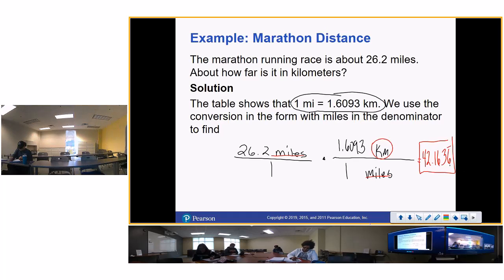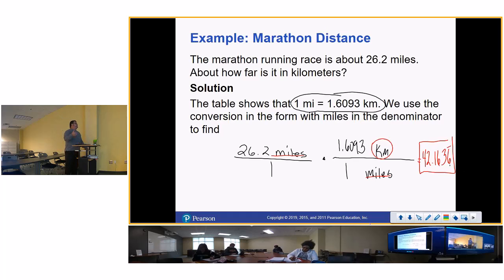See, unit conversions are not bad if you start them off correctly. If you just try to say 26.2 miles and you sit there and stare at 26.2 miles, it's never going to work. You have to put it over 1. And that tells you what to put on the bottom.